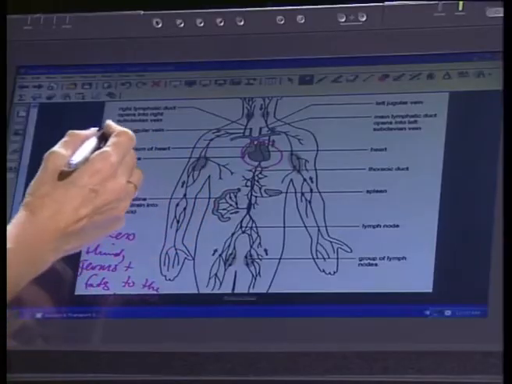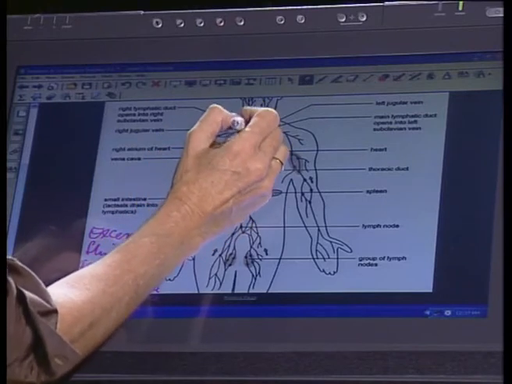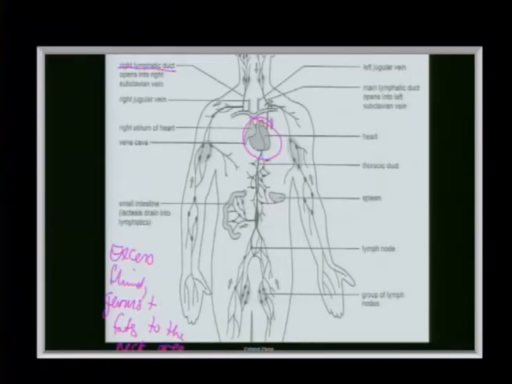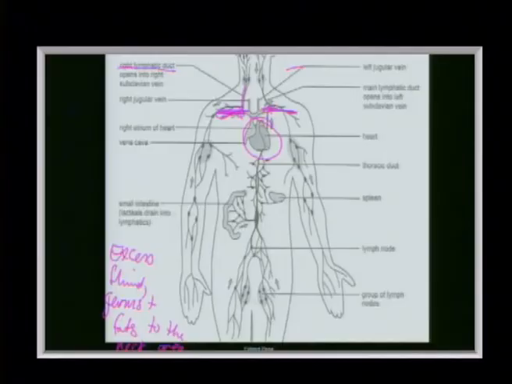So we're going to have the right jugular, and there's the subclavian, and what do we have here? We have the right lymph duct, and it opens into the subclavian vein. All right? Here you have the left jugular vein, and the main lymphatic duct opens into the subclavian vein. So remember, your subclavian is coming back from your arms, and jugular, and where they meet, that is where you're going to find the lymphatic ducts. And that's probably the most important thing you need to know.